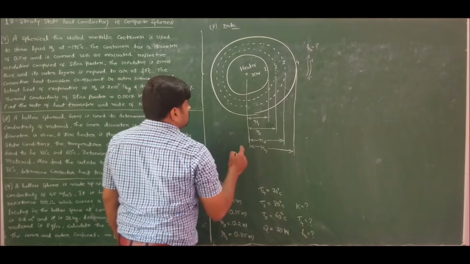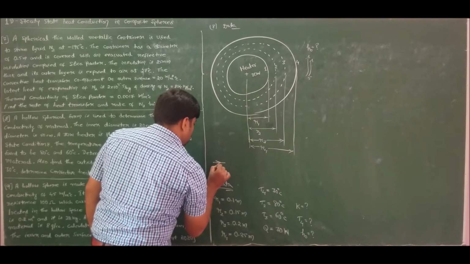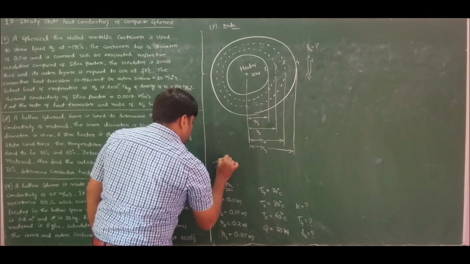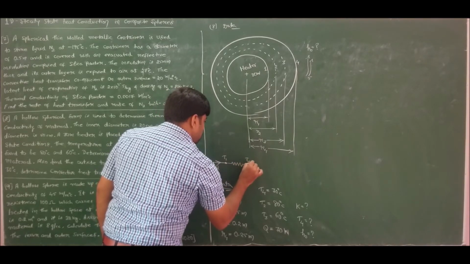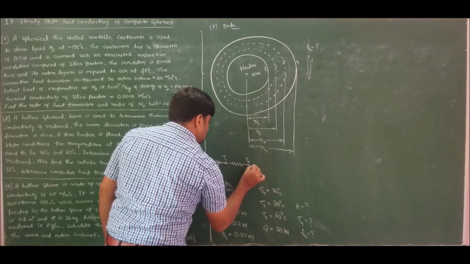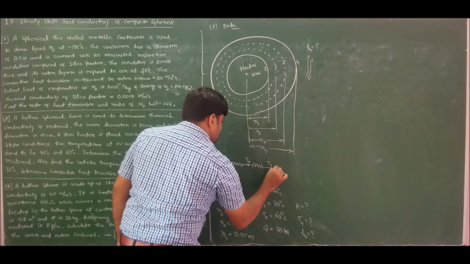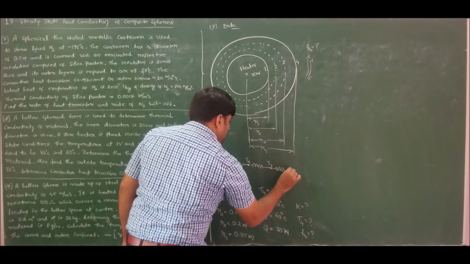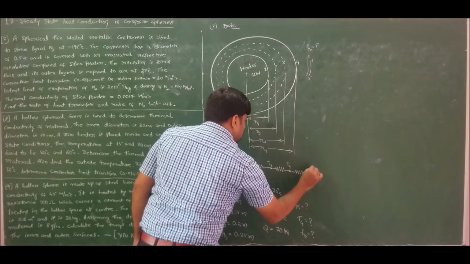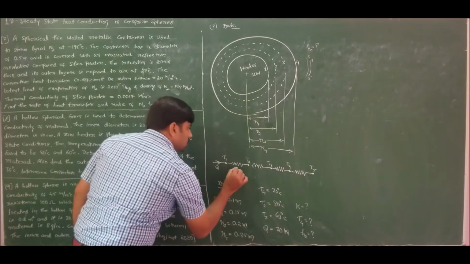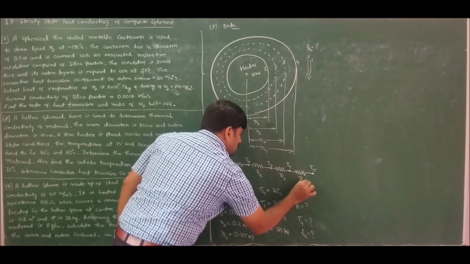Now, if I write down the circuit for this, we have heat flowing from the heater to the atmosphere, Q. We have temperature T1, resistance due to conduction, temperature T2, resistance due to conduction, temperature T3, resistance due to conduction, temperature T4, and finally resistance due to convection to the ambient atmosphere, which is at temperature T5. These are R1, R2, R3 and R4.